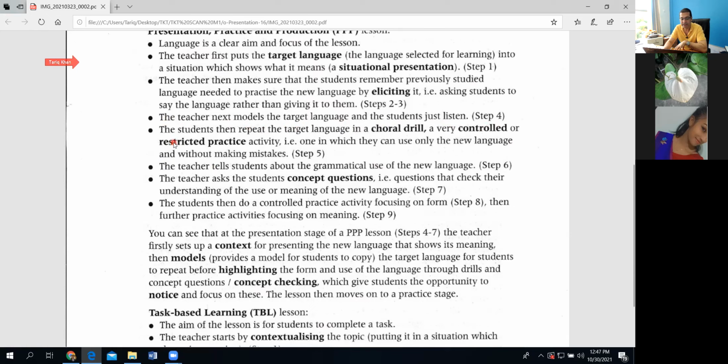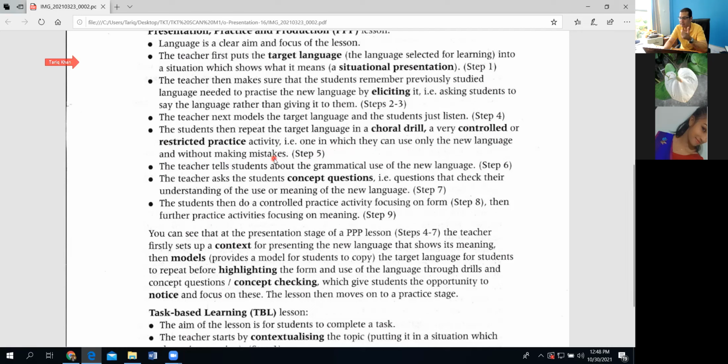All right. The students then repeat the target language in choral drills, a very controlled and restricted practice activity. Controlled and restricted means focusing on a particular point to learn carefully and completely. For example, one in which they can use only the new language without making mistakes.